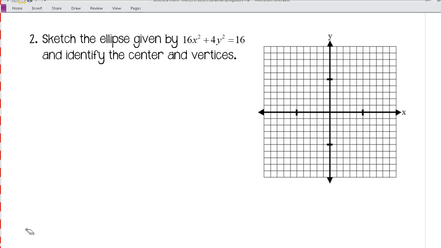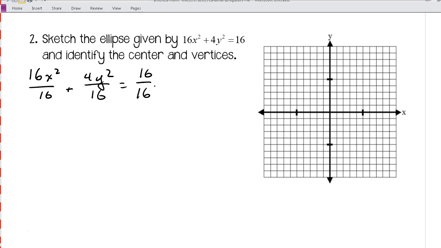So for example 2, we want to sketch the ellipse given by 16x squared plus 4y squared equals 16. So we've got this in general form, and what we're going to want to do is put it into standard form. And if you remember, our standard forms all equal 1. So let's take a look at what happens if we divide everything by 16. So we have 16x squared divided by 16 plus 4y squared divided by 16 and then 16 divided by 16. That's going to give us 1 on the right.